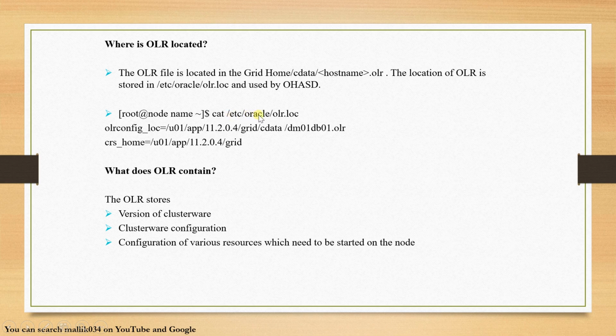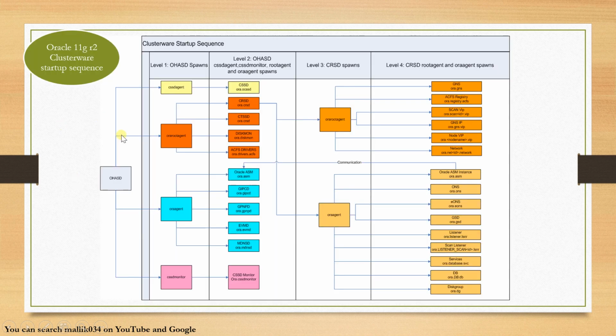If you do cat /etc/oracle/olr.loc, it will show my OLR file and OLR grid home location. And what does OLR contain? OLR contains versions of clusterware configuration and configuration of various resources which need to be started when you start your clusterware. And starting with 11gR2, there are many steps of clusterware startup, I can say level 1, level 2, level 3, level 4. At level 1 these resources will start, at level 2 these resources will start, at level 3 these, and level 4 these. So each stage has its set of resources to be started.